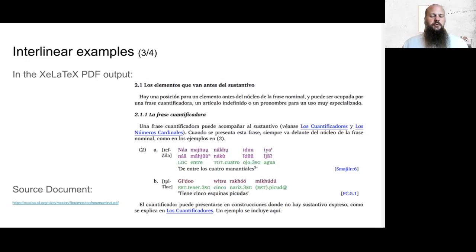And then we have a practice in linguistics, on the right-hand side, the blue link, like Samjin 6 or FC 5.1. These are basically references to another text where these examples would be sourced from. So keeping those references automated, not just for the references at the end of a document to other published materials, but also to texts and corpora, is also important within linguistics.